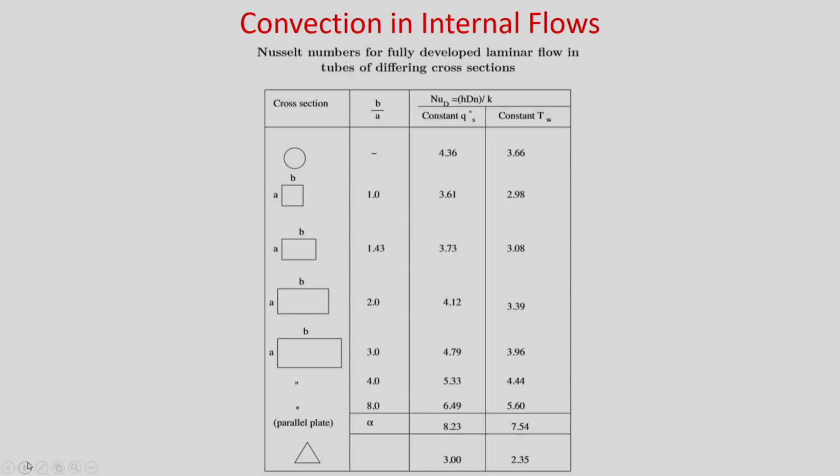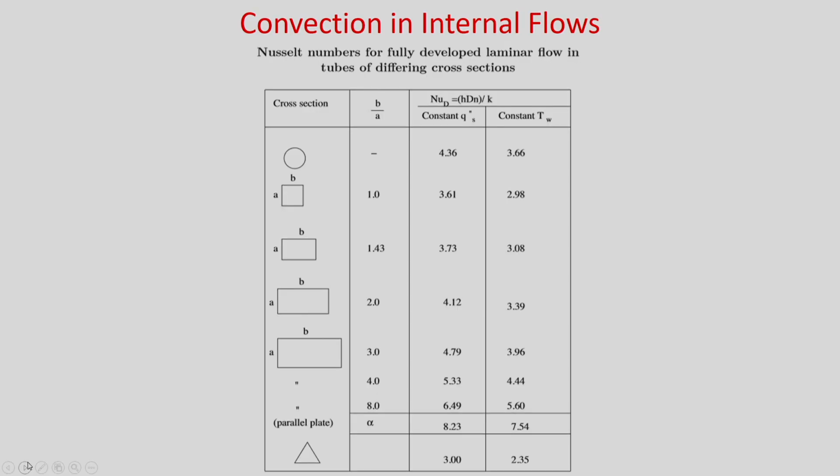Hello everyone. So, today we will solve a few example problems on convection in internal flows. First, let us summarize the Nusselt number for thermally and hydrodynamically fully developed flow for different cross sectional pipes. So, these are the Nusselt numbers for fully developed laminar flow in tubes of differing cross sections. You can see here for circular cross section we have already derived the Nusselt number for this particular case.